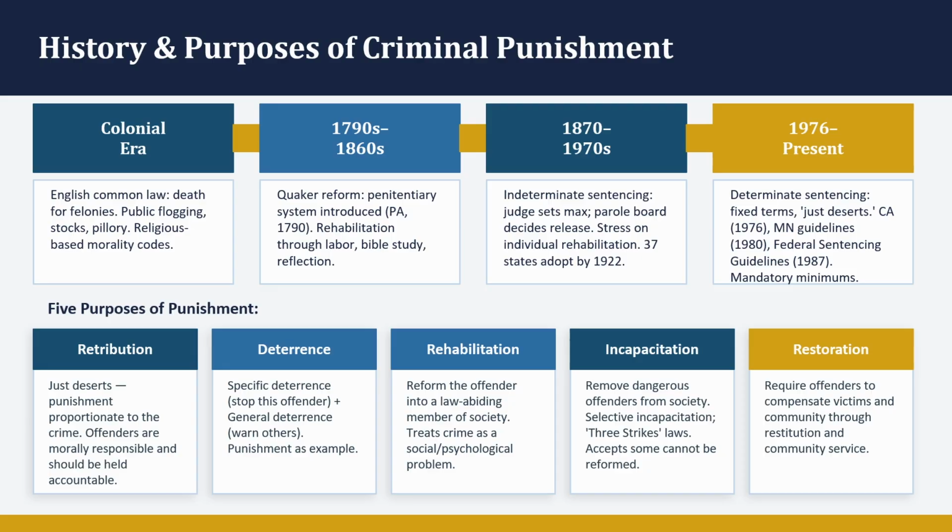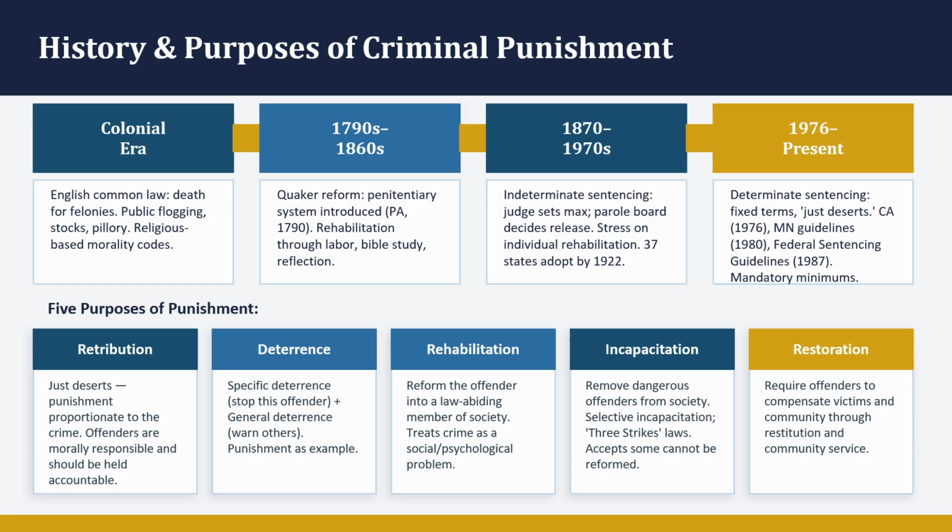The backlash came in the 1970s. California introduced determinate sentencing in 1976, declaring that the purpose of imprisonment is punishment proportionate to the offense. Minnesota followed with sentencing guidelines in 1980, and Congress established the federal sentencing guidelines in 1984.